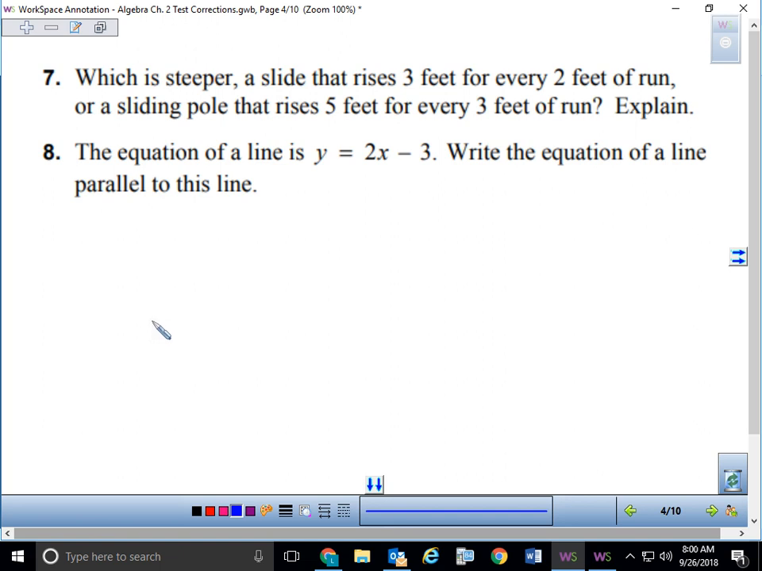Okay, question 7. It says, which is steeper? A slide that rises 3 feet for every 2 feet of run. Those are some key words there for slope. Rise and run. Or a sliding pole that rises 5 feet for every 3 feet of run. And explain. So, first of all, I'm saying key words here for slope. Slope is another way to talk about rise and run. So let's just make our slopes.